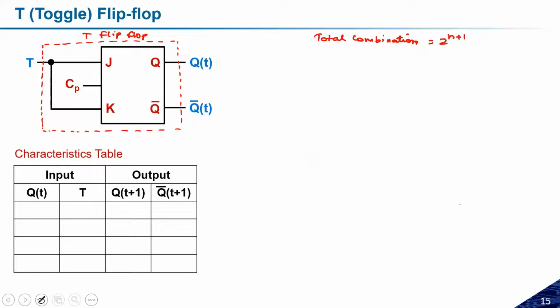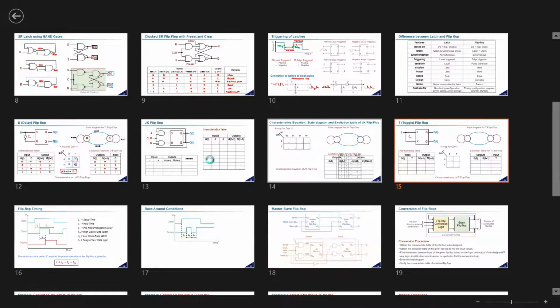What are those possibilities? Those possibilities could be 0 0, 0 1, 1 0, and 1 1. Okay, these are the possibilities. Now let us try to see. This is what we have already done. I know that if the T was 0, in the JK flip-flop, let me go back to this slide here, somewhere here.